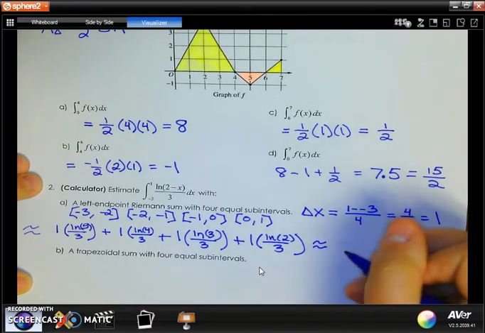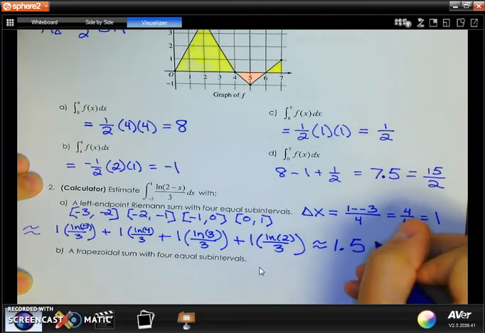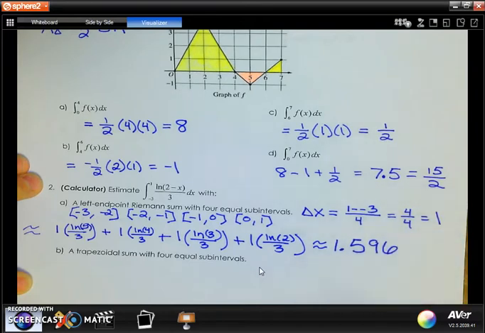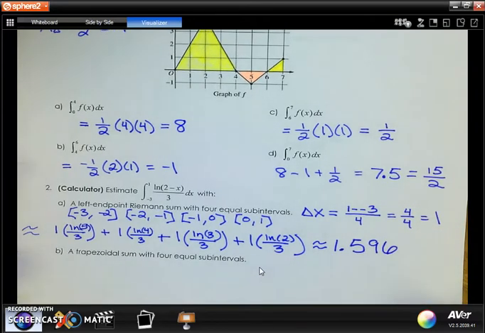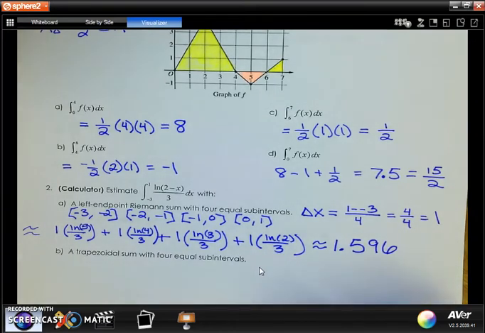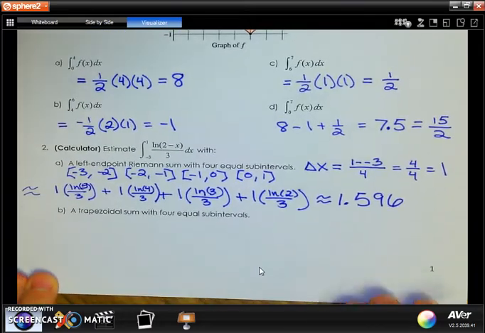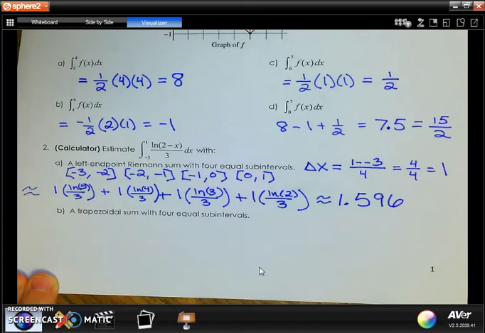If you type that into your calculator, you should get 1.596. Okay, so just make sure you're being careful. If you need to use a couple different steps to break down those decimals, that's fine. So that's what I got with that. Now remember, your trapezoidal sum is going to be a slightly different formula.